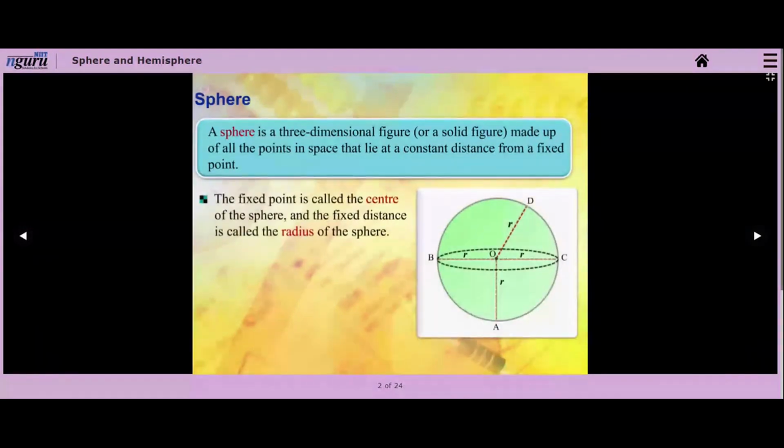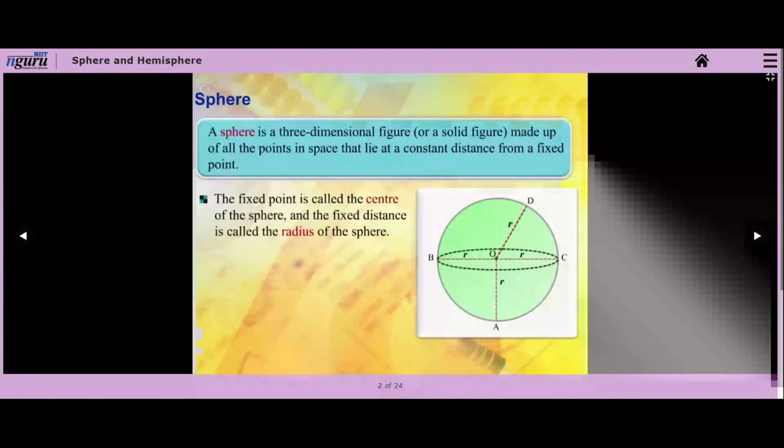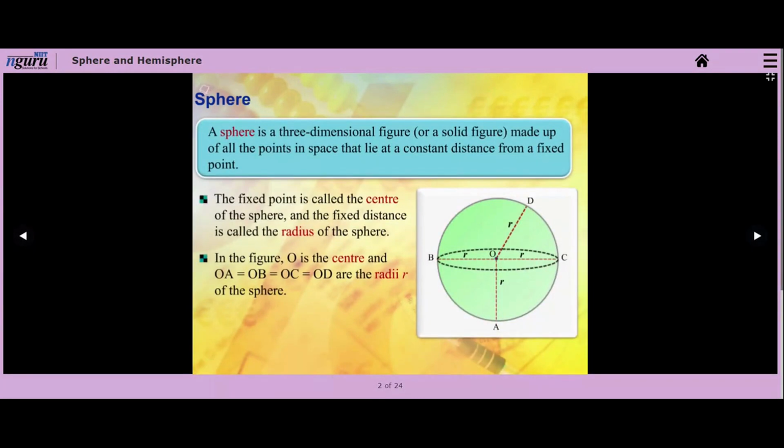The fixed point is called the center of the sphere, and the fixed distance is called the radius of the sphere. In the figure, O is the center, and OA, OB, OC, and OD are the radii r of the sphere.